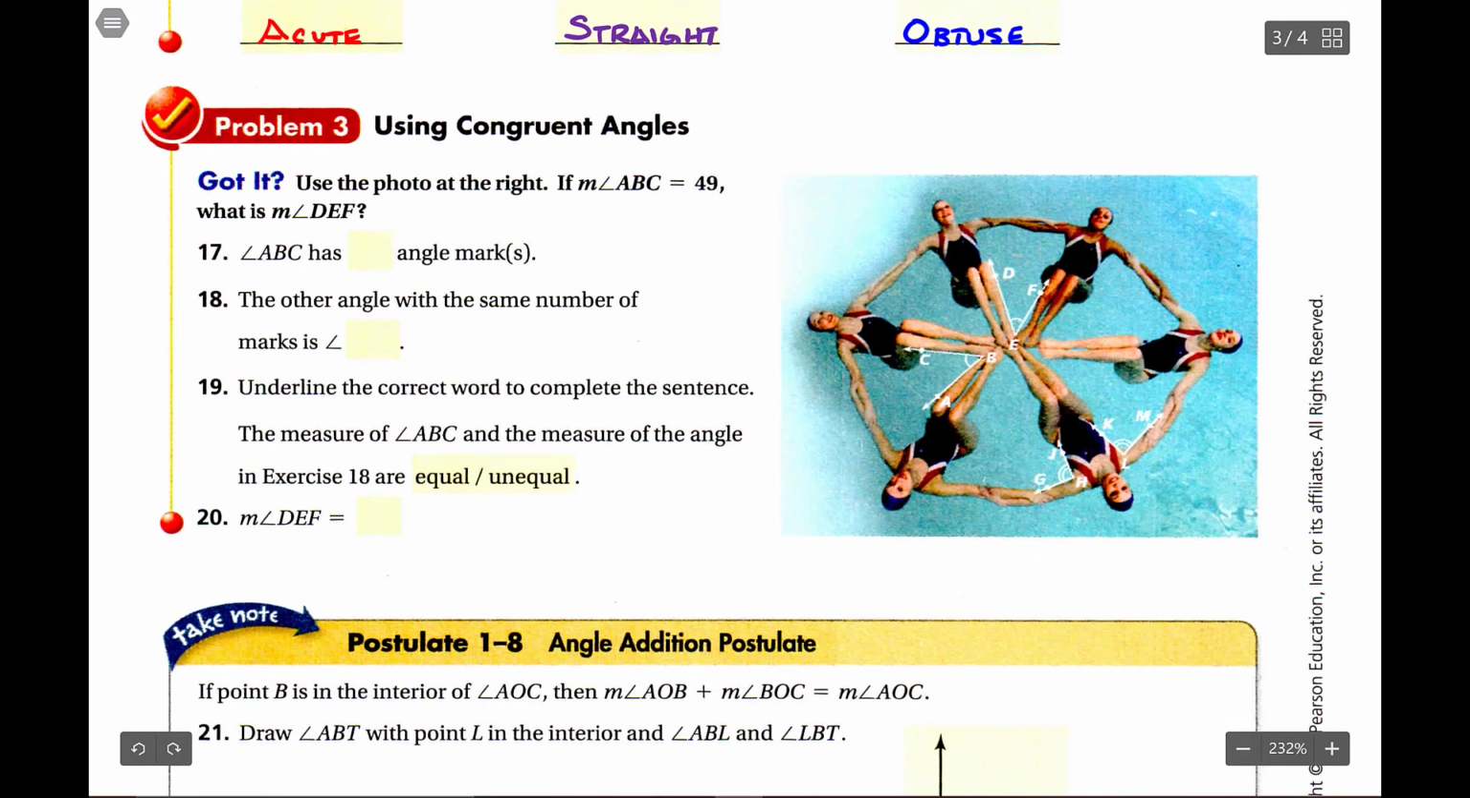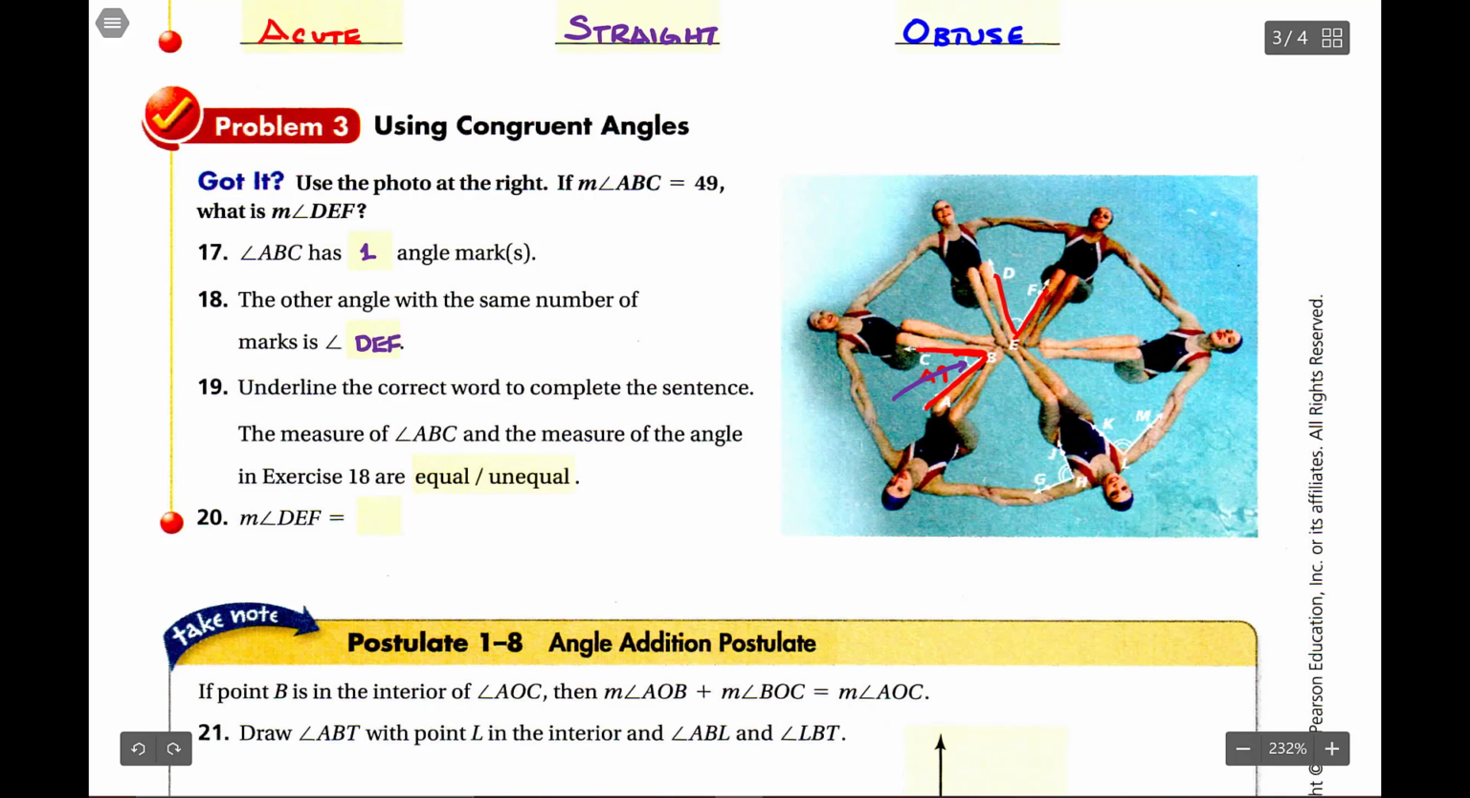All right. Using the photo at the right, if the measure of ABC is 49, so here is ABC, that's 49 degrees. What is the measure of DEF? So ABC has one angle mark. That is this little angle mark right here. So it has one angle mark. The other angle with the same number of angle marks is angle DEF.